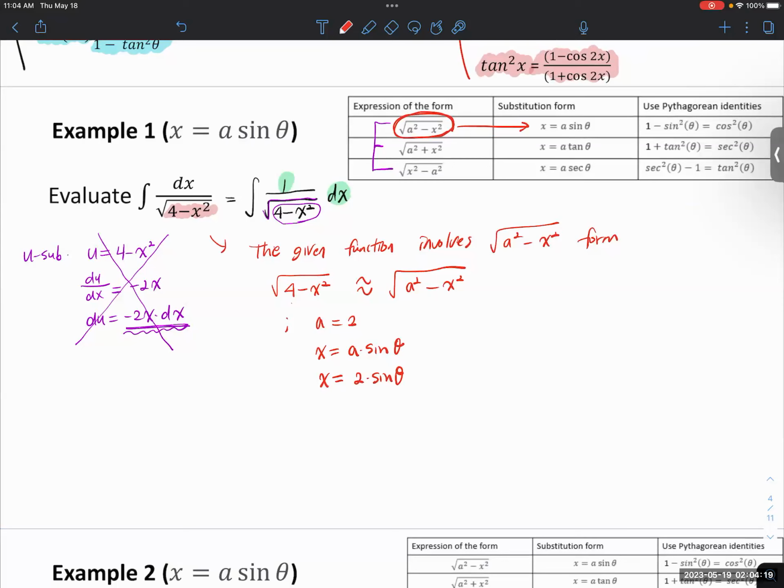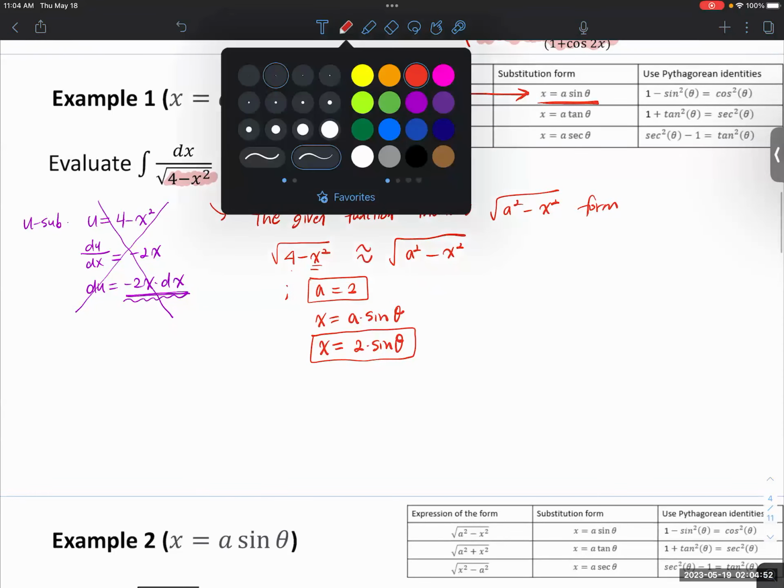So simply, you check: this is not going to work by u-substitution. We are not going to be able to use u-substitution. When I look at the form of the function, it involves a squared minus x squared with the radical. Therefore, I can define a as 2, and I can define x as 2 times sine theta according to the substitution form. Then we can think about the next step.